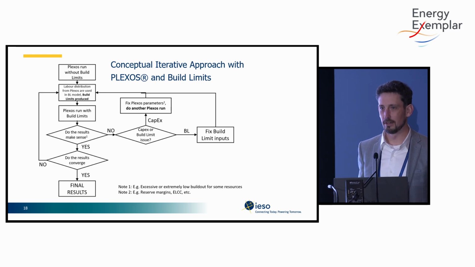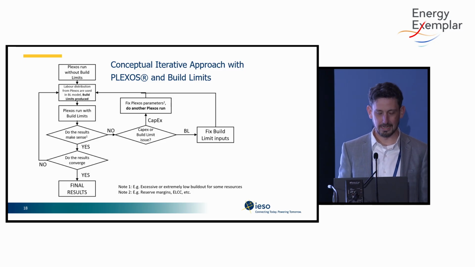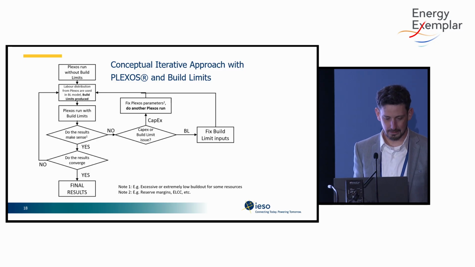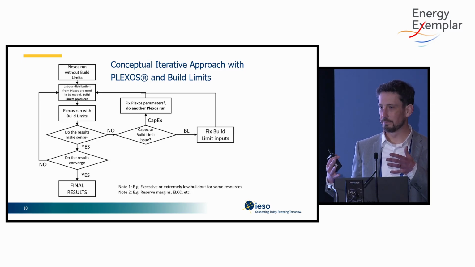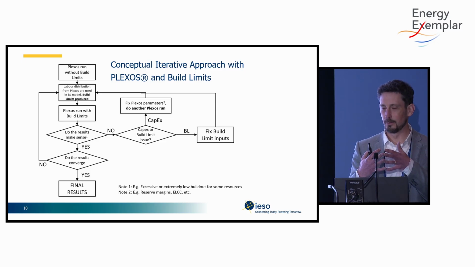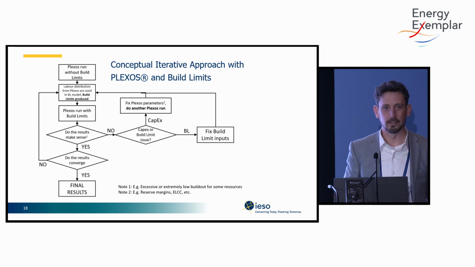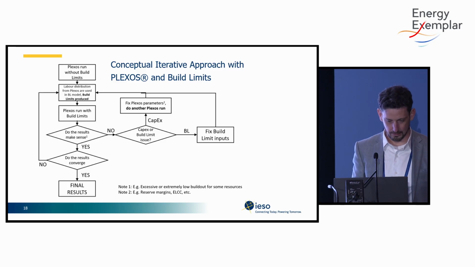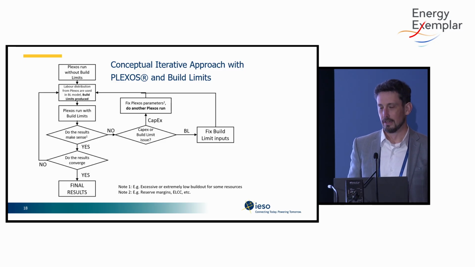And so we would then iterate back through and start again until we finally got to the point where we said, yeah, these results by and large make sense. And then hopefully over time they were going to converge, right? Hopefully what PLEXOS wanted to build and what the build limits said PLEXOS could build would align, and we'd have a good sense of, this is what is cost optimal and is supported by reasonable build limits. And then we could publish those results and do it again next year.